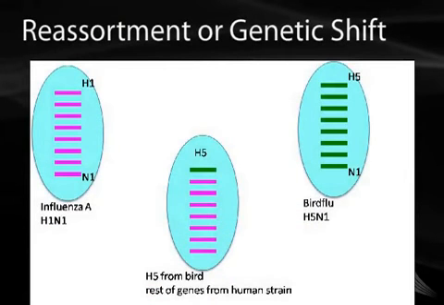With reassortment, you can also get genetic shift, and that's commonly the way that influenza works. Influenza A, H1N1, was what caused the Spanish flu in 1918. And then you get recombination through the avian flu, which is H5N1. So all of a sudden you have H5 from the avian species and the rest of the human genes from that strain. And so the humans are not able to anticipate this and we get sick.